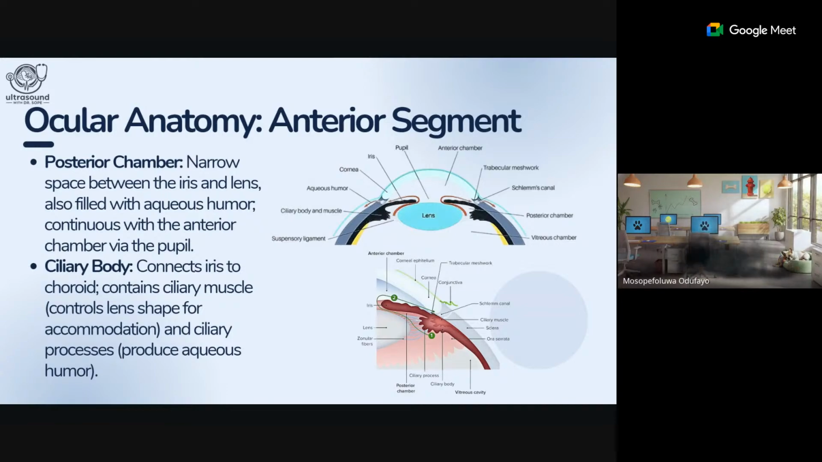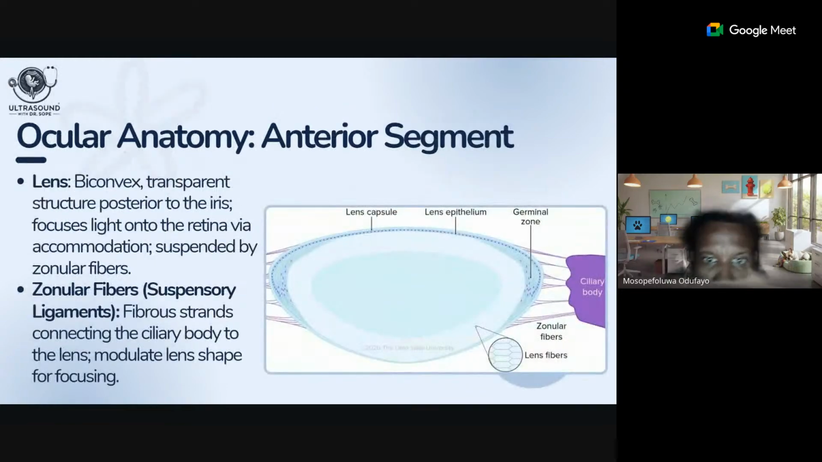Is that okay? And then also through the influence of those suspensory fibers that hold the lens, when the ciliary bodies contract, which you will learn shortly, they lead to stretching or contraction of the lens. This in itself influences how light appears on the retina. Let's move on from here.